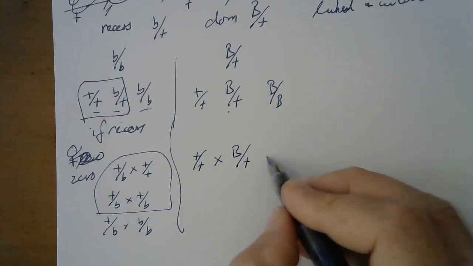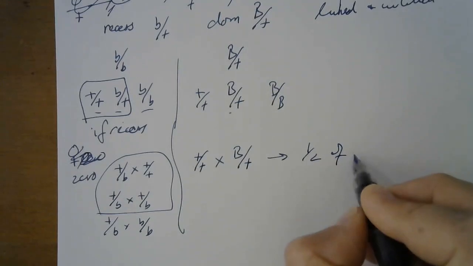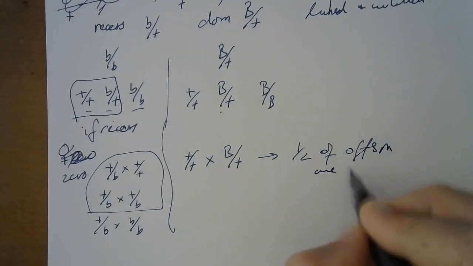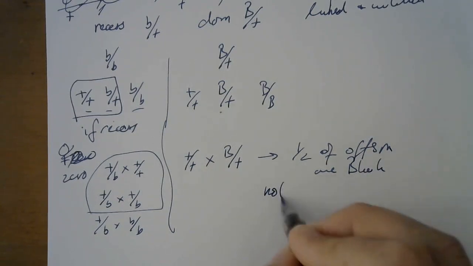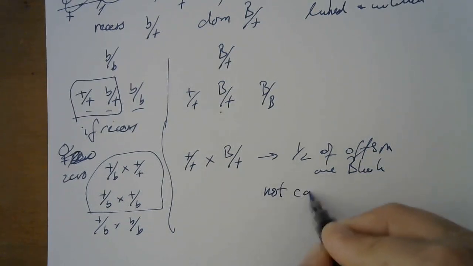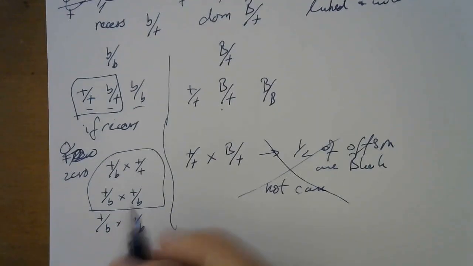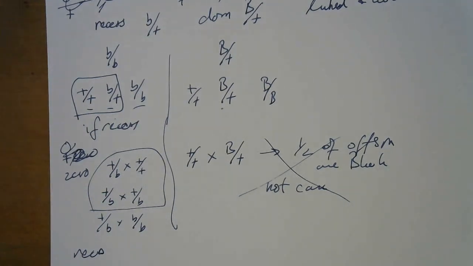If so, we would expect that, right, 50%, one half of the offspring, are black. Well, that's not the case. So that means we can rule this out and assume that it's recessive. I'm going to stop here because my video is too long and that causes some problems anyway.